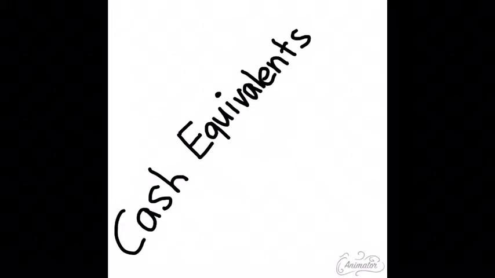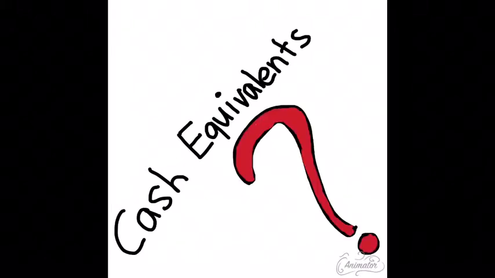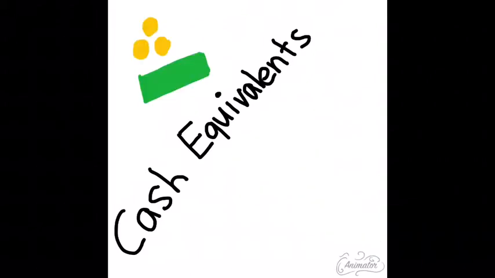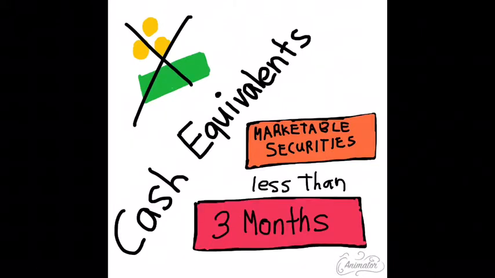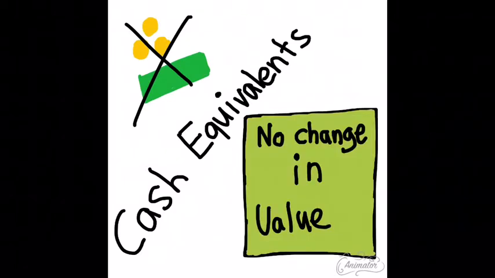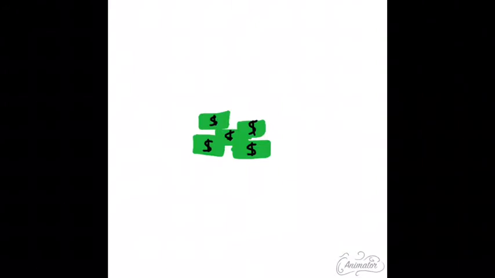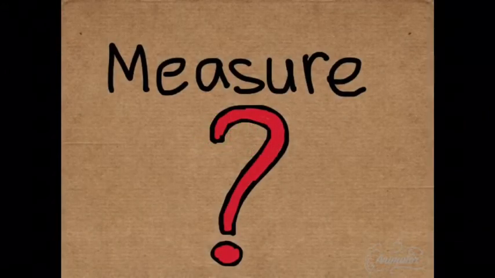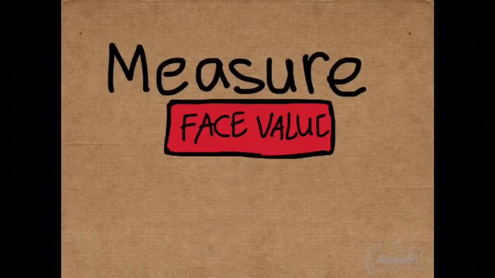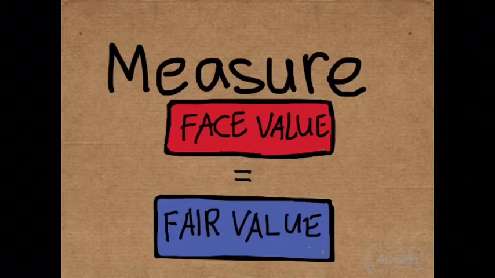So our next question would be, what are cash equivalents and its difference to cash? Cash equivalents are not precisely coins and banknotes, but are marketable securities of very short-term maturity, which means having a maturity of less than 3 months. These are highly liquid financial instruments that are so near their maturity, and there's no risk of change in value due to fluctuations. So how do we measure the cash and cash equivalents? It is always measured at its face value, which is also its fair value.